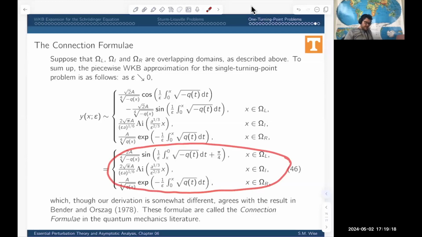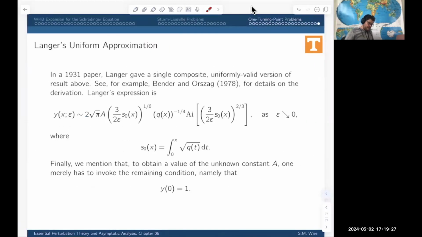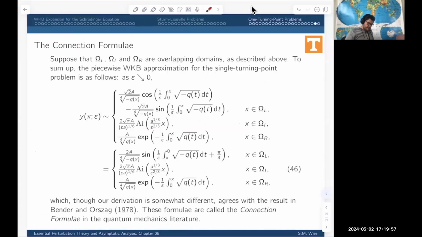Now, you might be wondering, is it possible to come up with one uniformly valid composite approximation? It turns out there is, and this is what is known as Langer's uniform approximation or Langer's formula. Langer was a German-American mathematician working in the 30s on quantum mechanics, and maybe the 20s as well. So for this single turning point problem, he showed that you can have a single uniform composite expansion which connects all three of these equations together. Okay, so 1, 2, and 3.